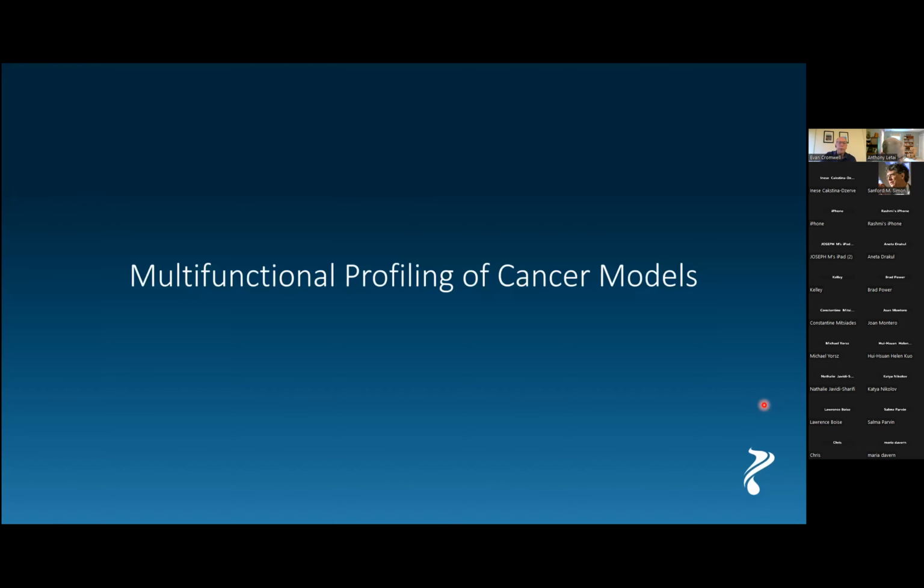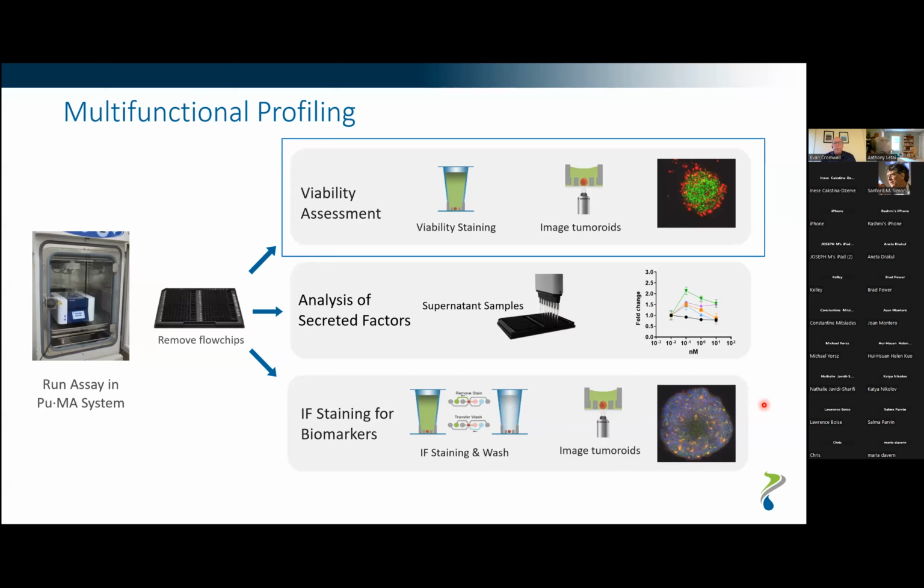So let me then move on to some of the applications we worked on. This first is multifunctional profiling, which I mentioned previously, and I think is one of the strengths for doing functional precision medicine. So you want to look at as many different phenotypes as you can. You want to look for viability, one of the key assessments, especially for drug discovery and drug development. You want to look for secretion of factors. You want to look for changes in immune response, and changes in metabolism. And then there's also a need to do biomarker detection, and that's typically done by immunofluorescence staining.